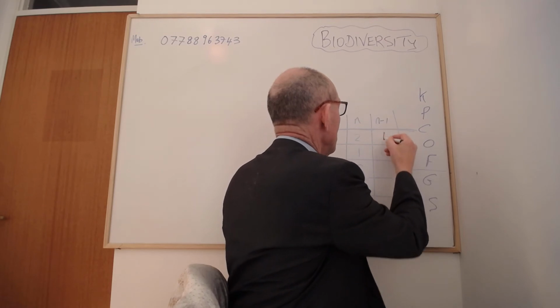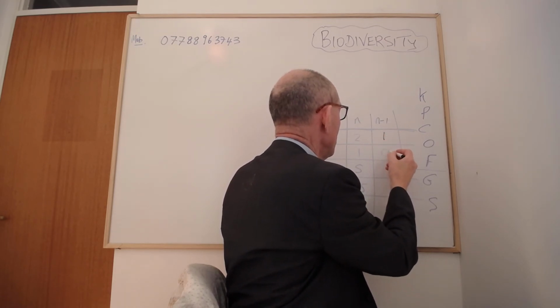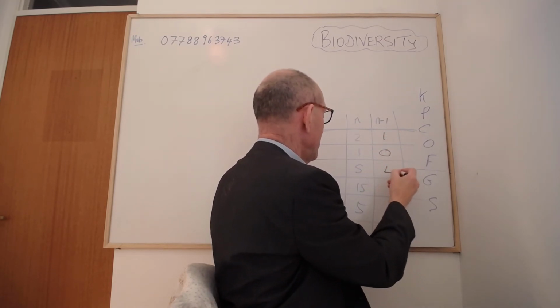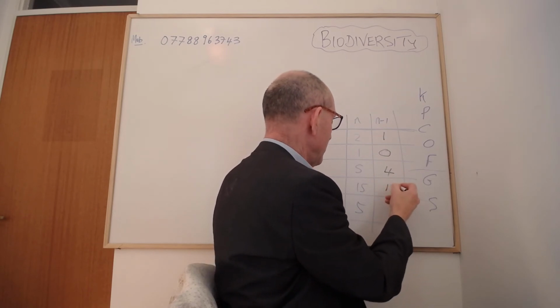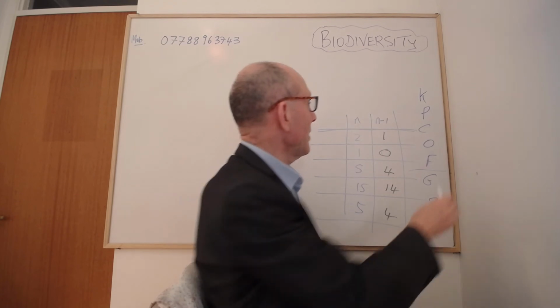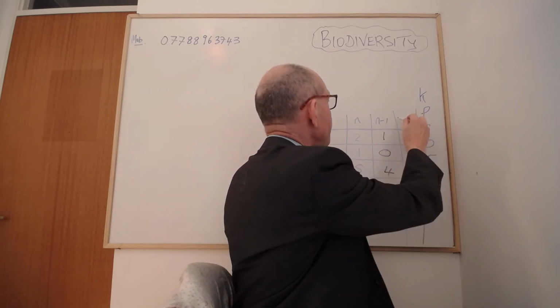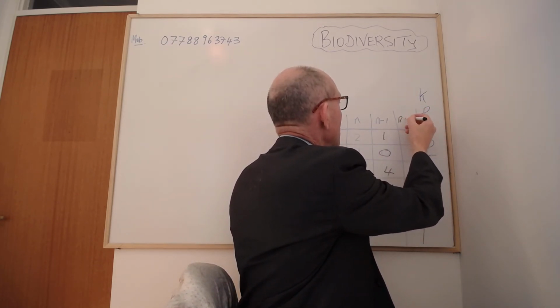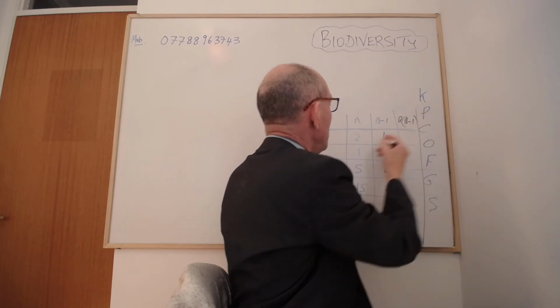So in your next column you've got 1. 1 minus 1 is nothing. 5 minus 1 is 4. 15 minus 1 is 14. And then 5 minus 1 is 4. So now you've got n and n minus 1. In the next column then you want to multiply n by n minus 1. You want to multiply these numbers.